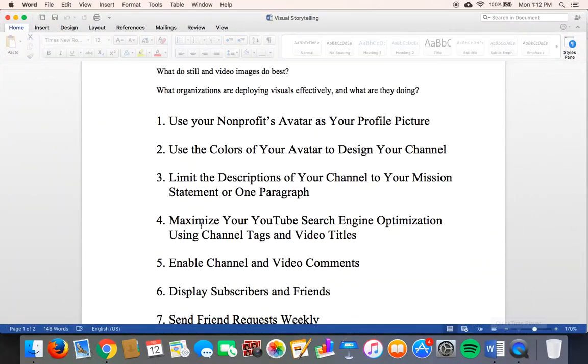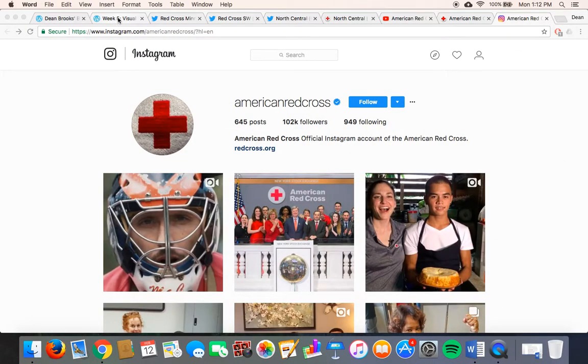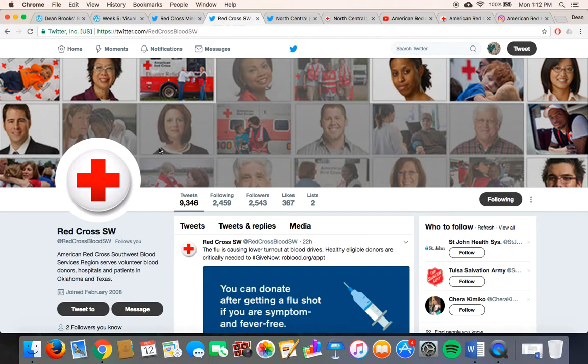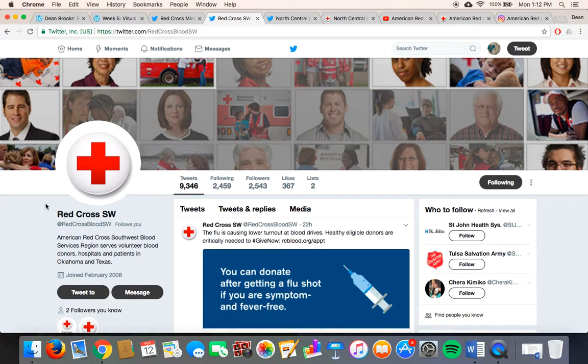So returning back to our checklist, I think number one and number two, Red Cross does exceptionally well. Number three, limit the descriptions of your channel to your mission statement or one paragraph. And Red Cross does that pretty well. Also, if you look here, it's one sentence. In the other different Twitter profile pages, again, that's one sentence.